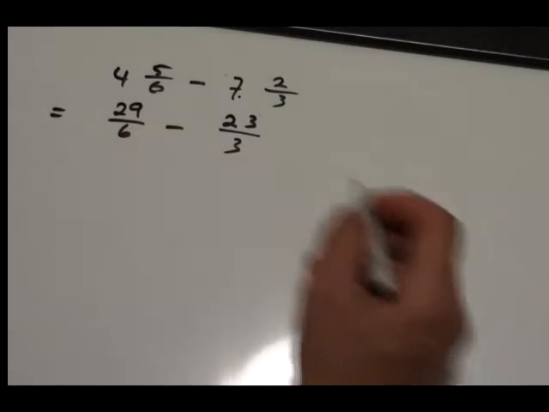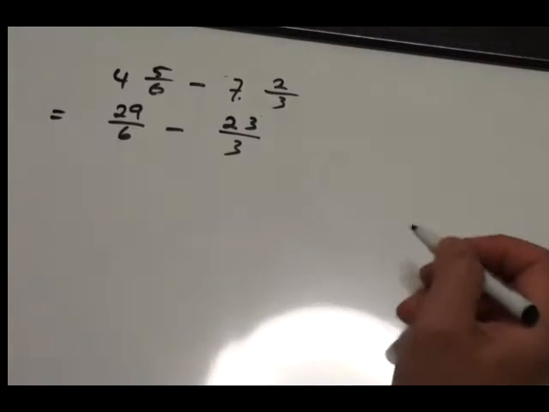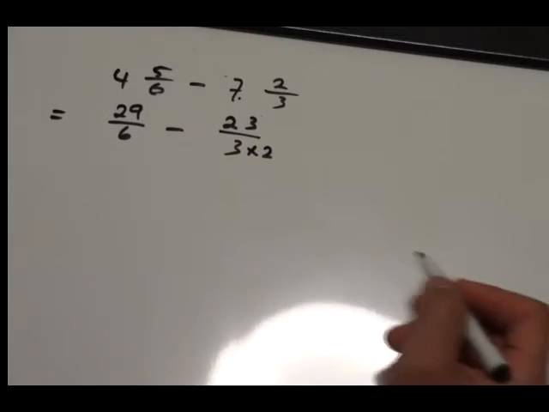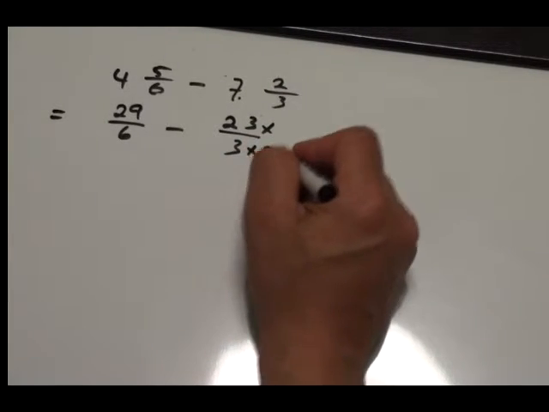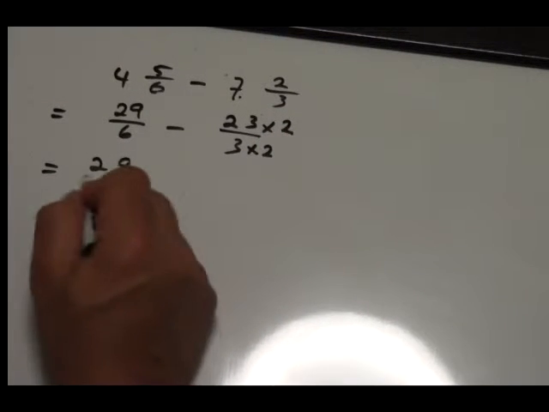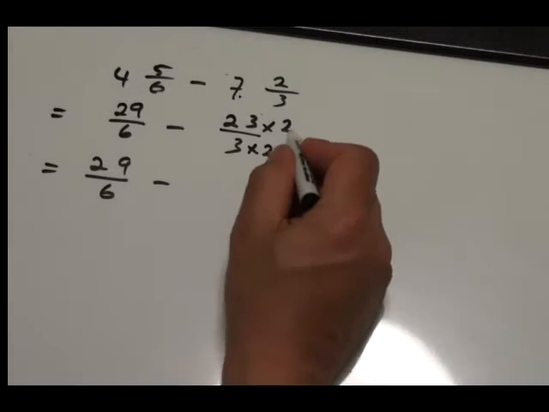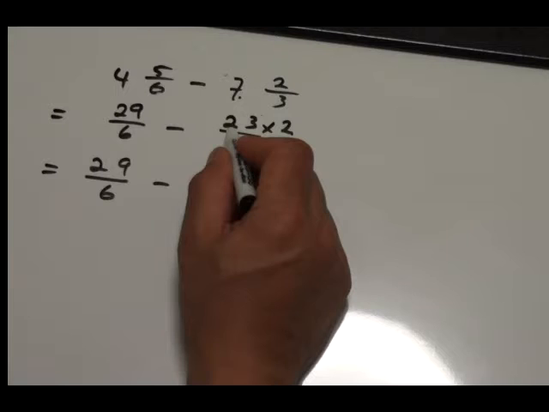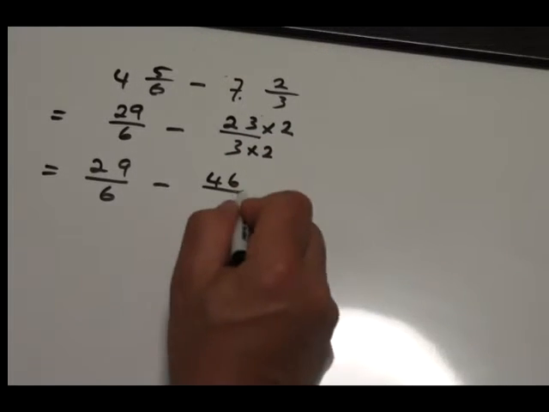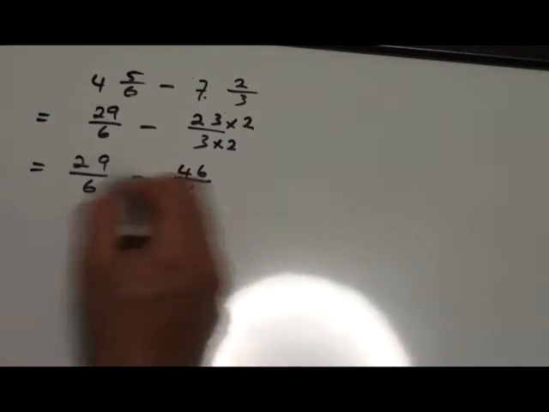Now we've changed it all into improper fractions. We need to have a common denominator, so I've got to multiply this by 2 to make it the same as this one. Multiply what you do to the bottom, you do to the top. So now I have 29 over 6 minus 23 times 2. Well, 2 times 20 is 40, 2 times 3 is 6, so that's going to be 46 over 6. Now we can do the straight mathematics.